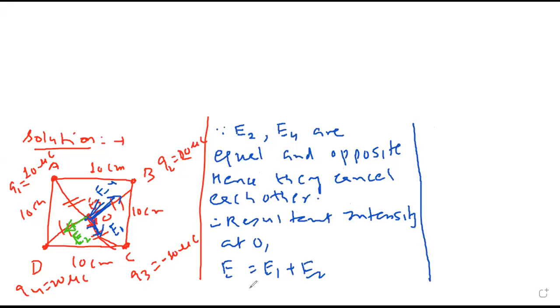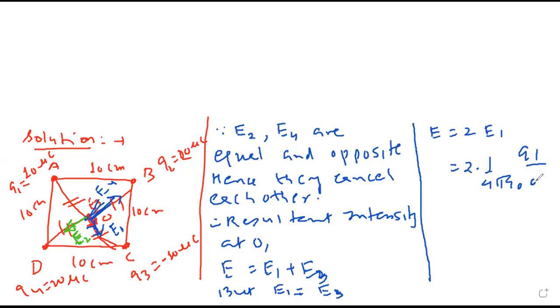Is E1 same as E3? Yes, sir. Again, because magnitude of charge and distance is same. So my E will become 2 times E1. That is 2 times 1 upon 4 pi epsilon Q1 upon distance OA the whole square. Any doubt?